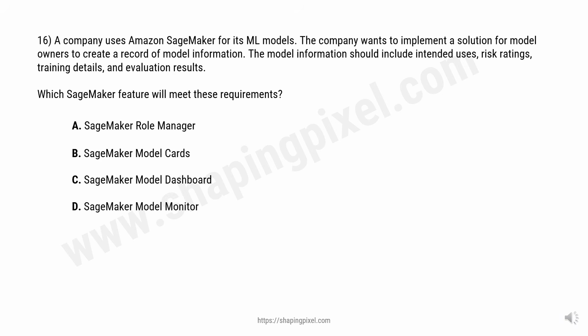Question number 16. A company uses Amazon SageMaker for its ML models. The company wants to implement a solution for model owners to create a record of model information. The model information should include intended uses, risk ratings, training details, and evaluation results. Which SageMaker feature will meet these requirements? Option A, SageMaker Role Manager. Option B, SageMaker Model Cards. Option C, SageMaker Model Dashboard. Option D, SageMaker Model Monitor.